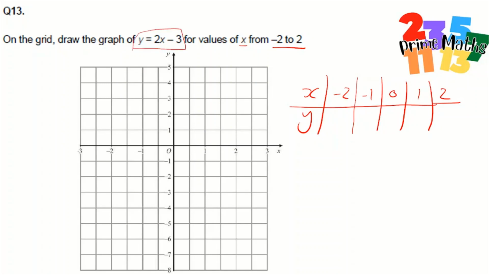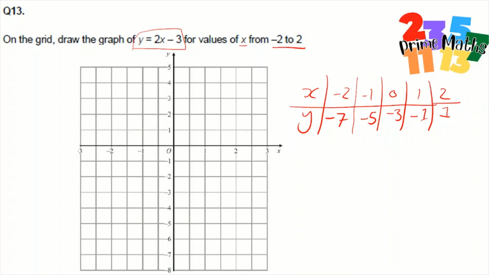So starting at 2, 2 2's minus 3 is going to be 1. 1 2 minus 3 is -1. 0 2's minus 3 is -3. -2 minus 3 is -5. And -4 minus 3 is -7. As this is a straight line graph, it's not a quadratic or a cubic, we should see the pattern that these are going up in 2's or down in 2's.